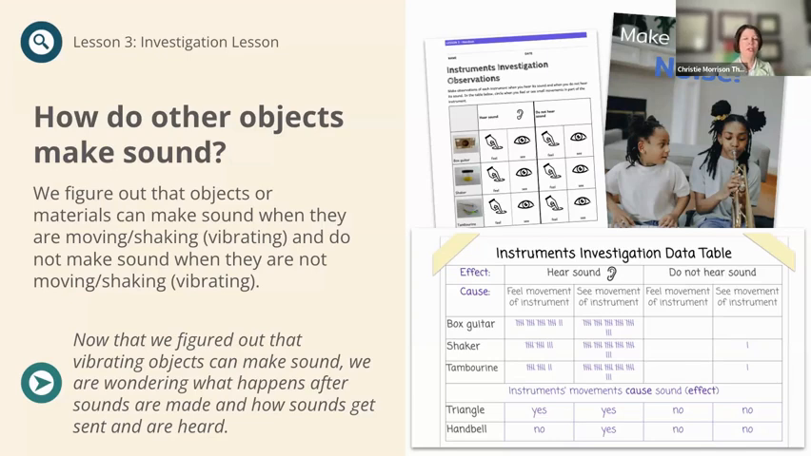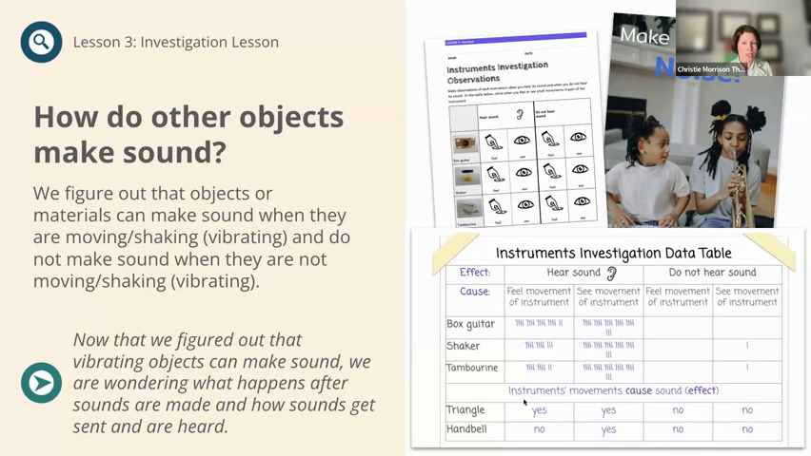We investigate using our instruments and observe that when the instruments are making sound, we see and often feel movement. For example, we see the rubber band on the box guitar wiggle back and forth, and we can feel it tingle our fingers. We use a class data table that we make sense of in order to make sense of our observations. Analyzing our class data allows us to identify a cause and effect pattern that moving or shaking instruments make or cause sounds.